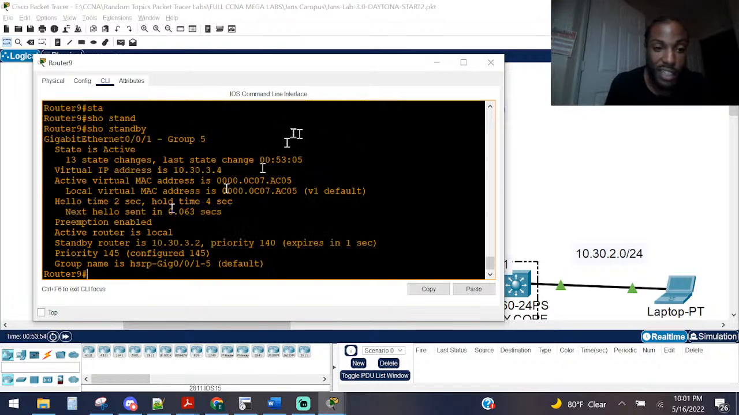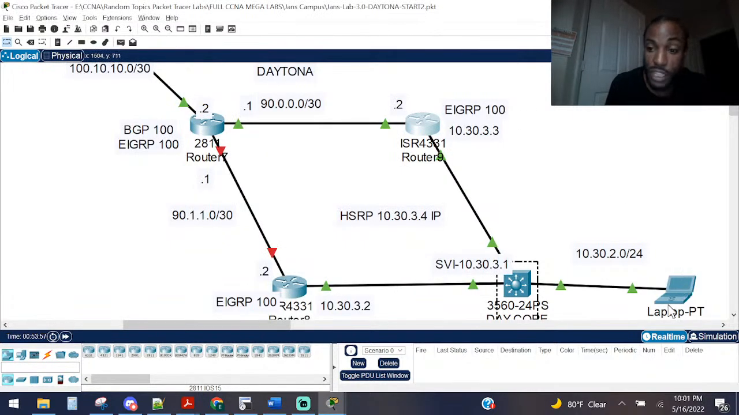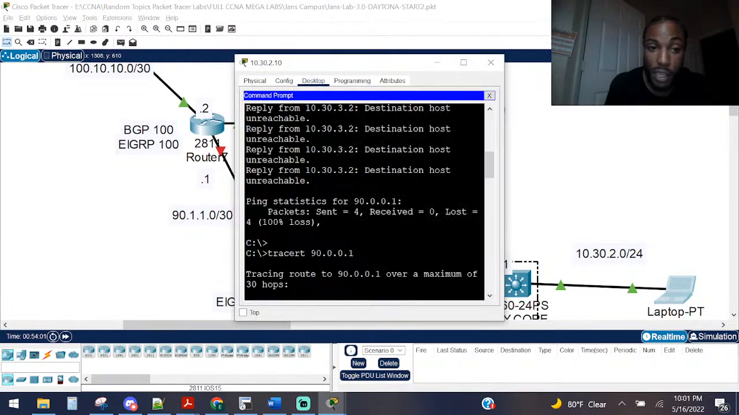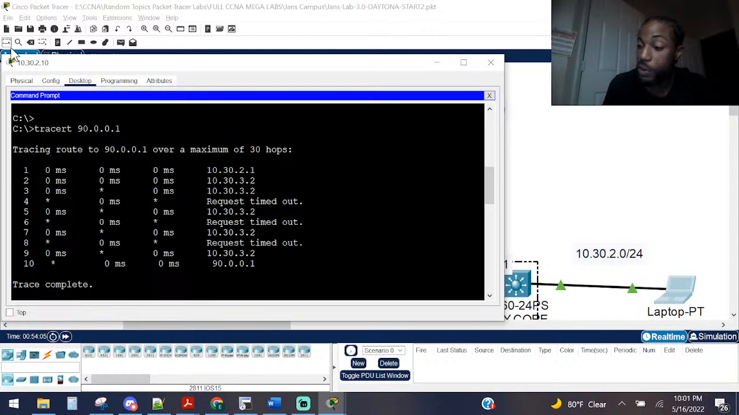And now his priority is 145, and he is the active router, which means theoretically the laptop should still be able to ping router 7. Let's go on our laptop, ping router 7, get on our knees, pray to the network gods. What's that laptop again?